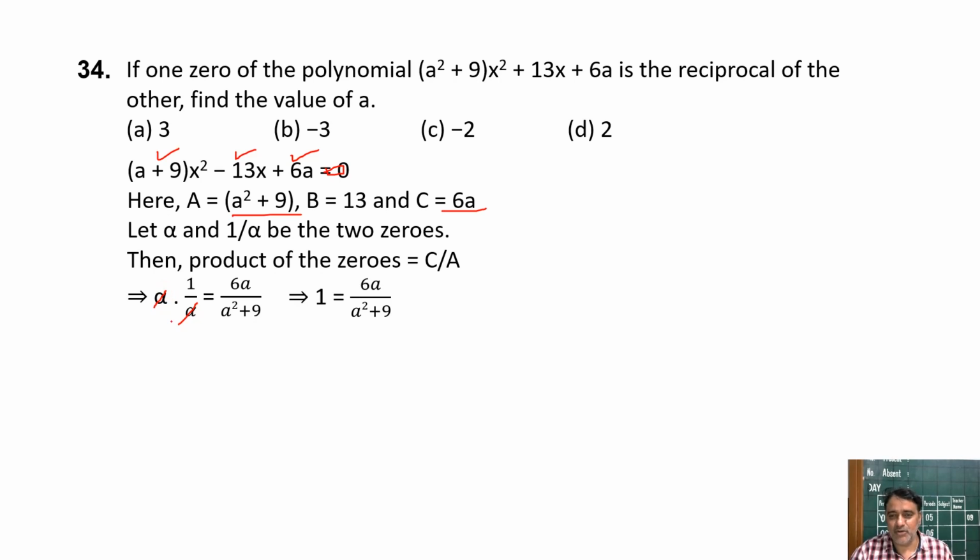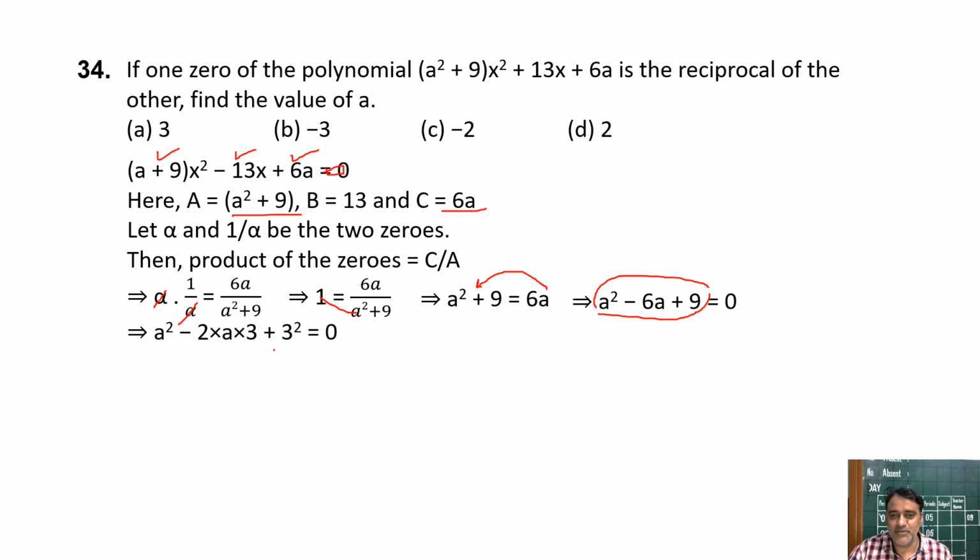Okay, so now cross multiply. So we are going to get a square plus 9 is equal to 6a. Shift 6a to this side. So we'll get a square minus 6a plus 9 is equal to 0. This is in the form of a perfect square. Look carefully: a square minus 2 into a into 3 plus 3 square. So how will we write this? a minus 3 whole square. Very good. And this will imply a minus 3 is equal to 0. So what is the final answer of a? Plus 3. So which option is the correct one? Option A.